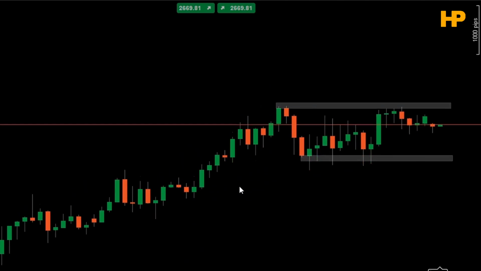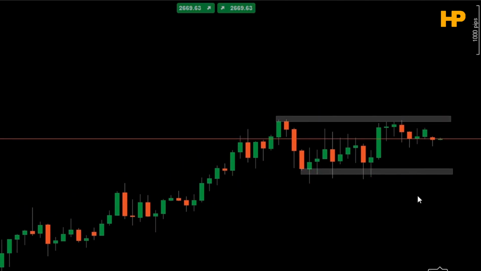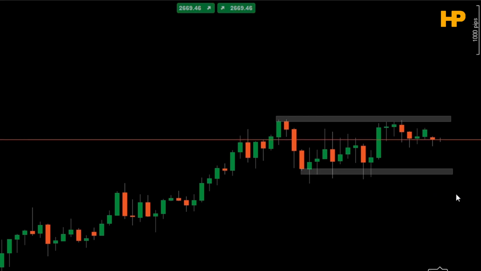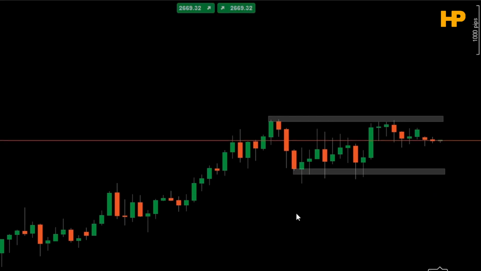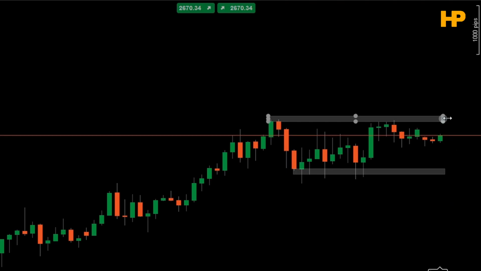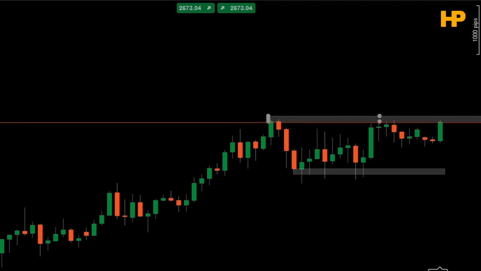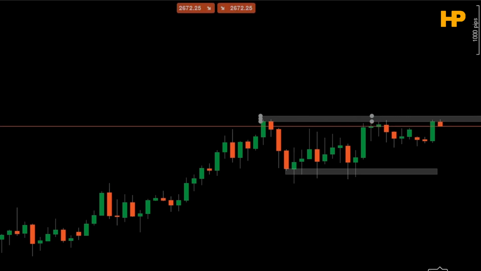The second one is time in the zone. Zones formed with minimal consolidation time are stronger. Less time spent in a base means a bigger supply-demand imbalance, showing aggressive institutional entries. The third one is freshness of the zone. A zone loses strength each time it's retested. Fresh, untested zones have more unfilled orders, making them more reliable for reversals.